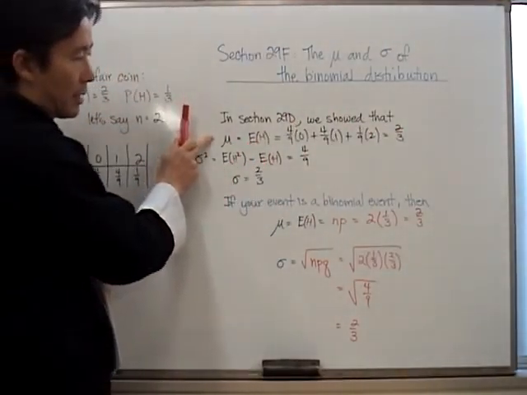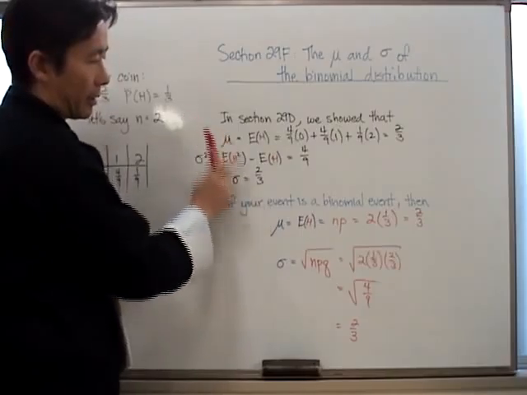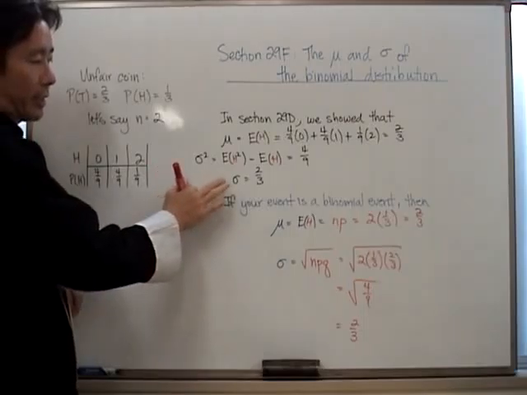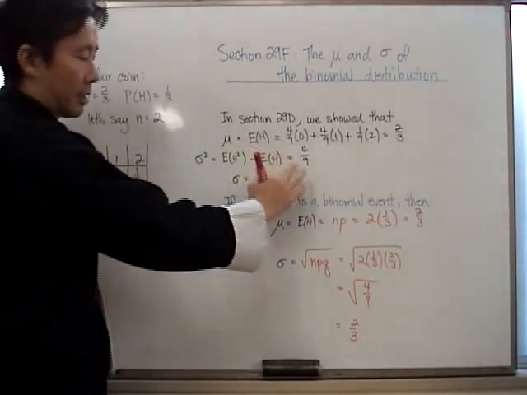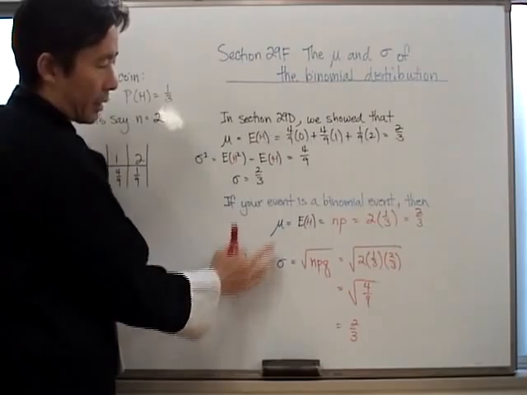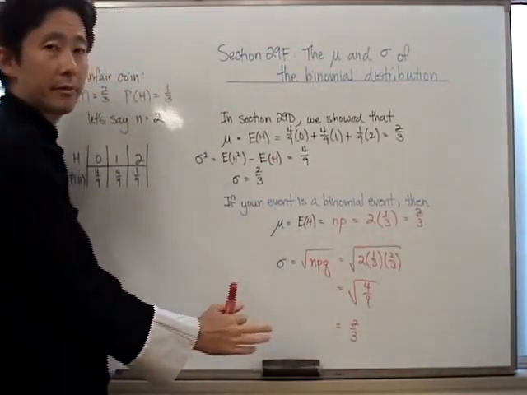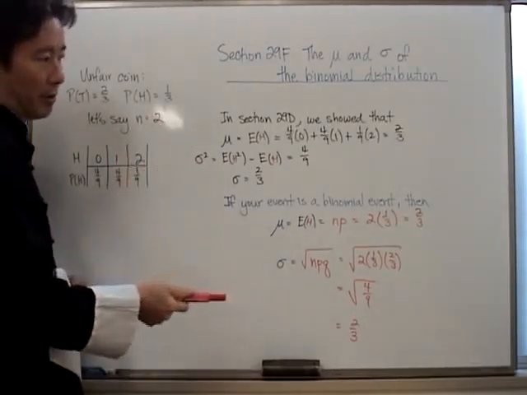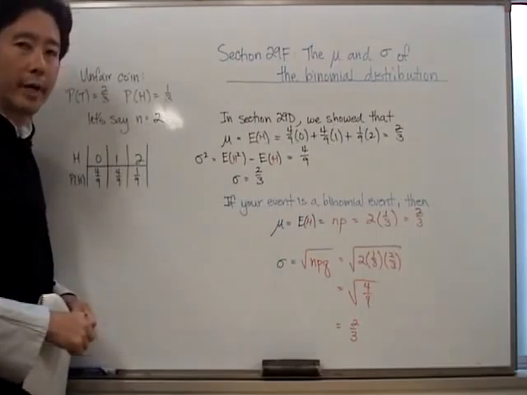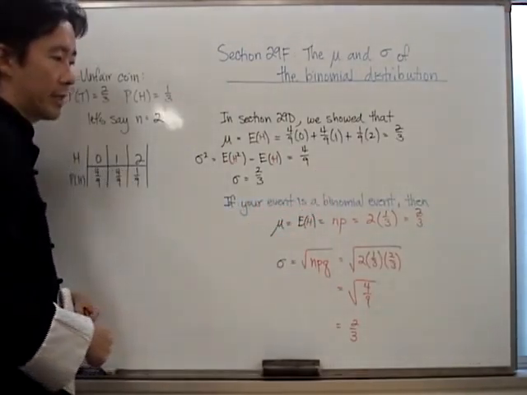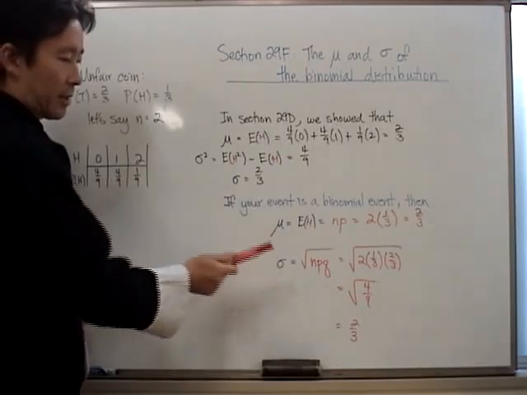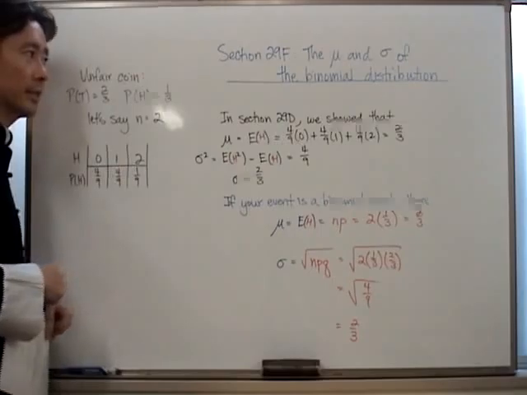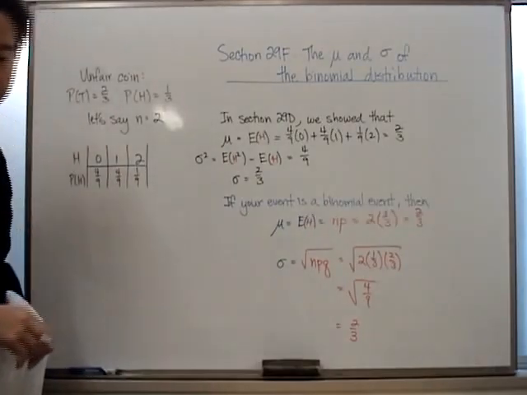So notice that the mean, or the expectation of heads, calculated both ways gives you the same result. And in the same respect, if we calculate the standard deviation using the longer method or using this method, you're also going to come out with consistent results. So the key is to determine and know whether your event is binomial or not. If it is a binomial event, calculating the mean and the standard deviation is very, very simple. Okay, good luck on section 29F.